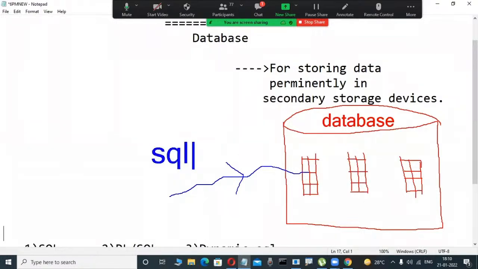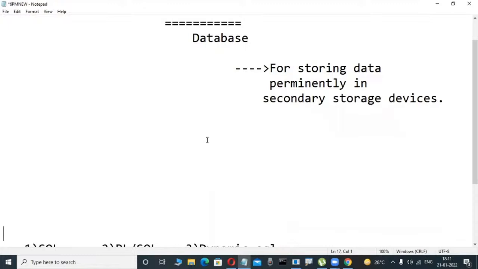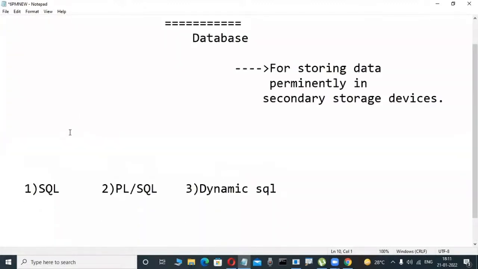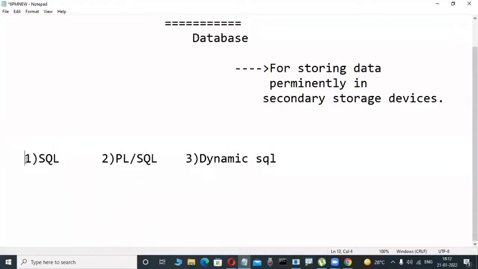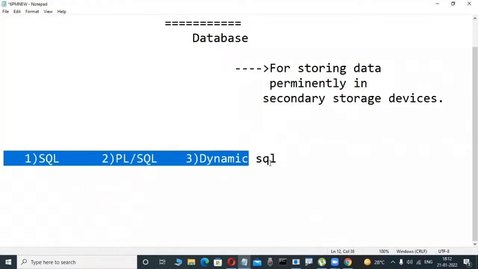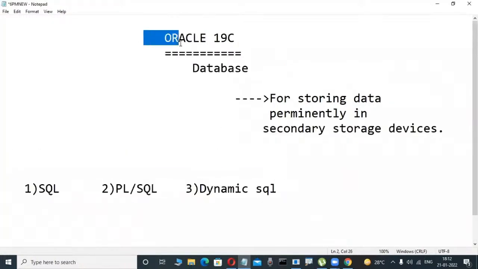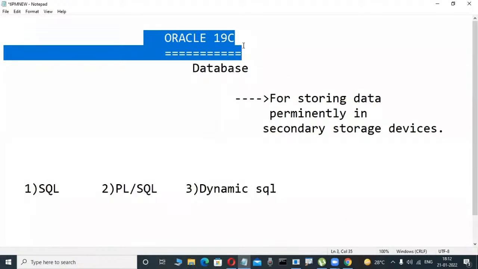Up to this point is what I told yesterday, just a small thing. If you want to operate this Oracle software, we use SQL, structured query language. Another language is PL/SQL, procedural language extension for SQL. Another language is dynamic SQL. Through these three languages, we operate this Oracle software in your companies.